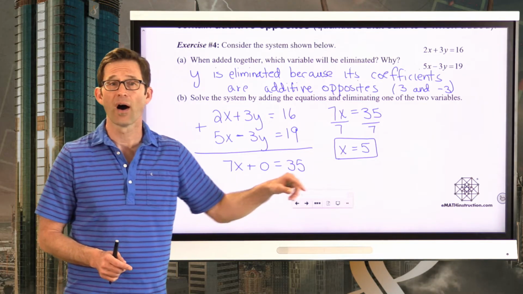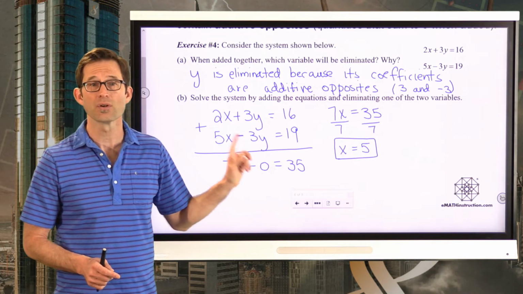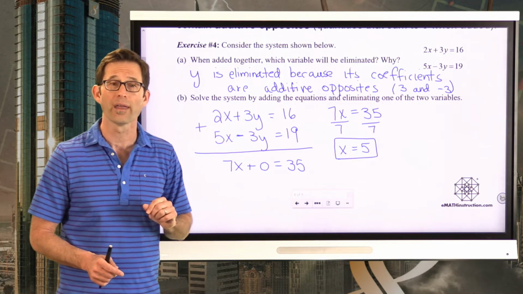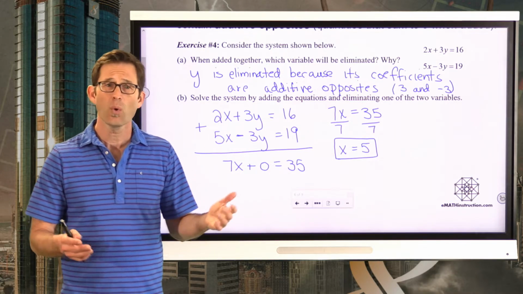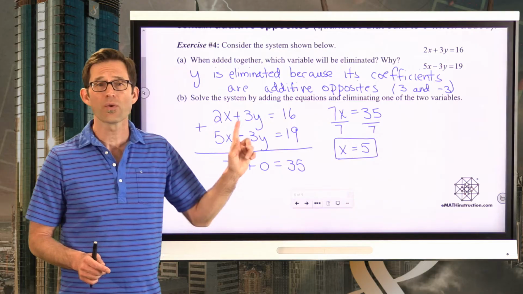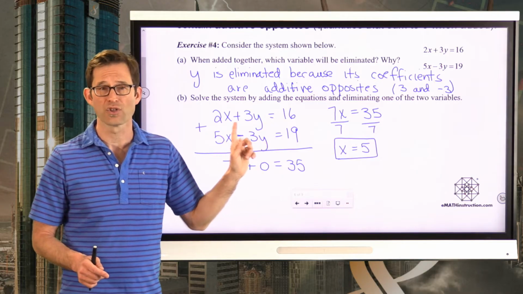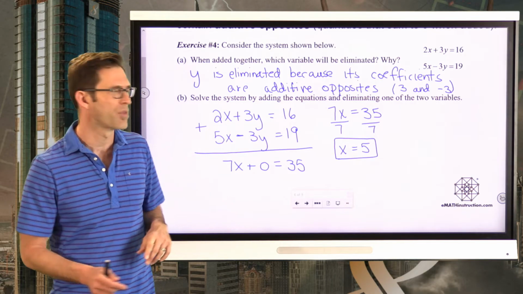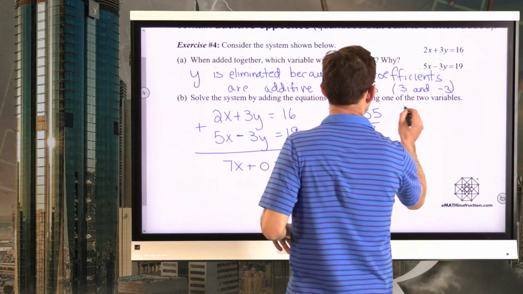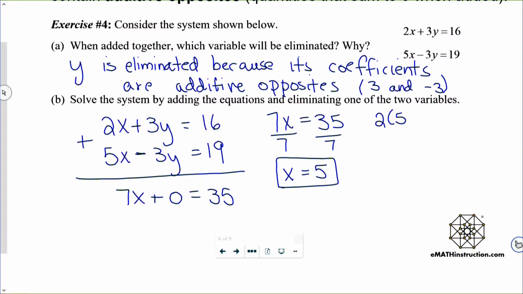I've got to take that 5 and either substitute it into this equation or this one and solve for y. Now, which one's easier? Well, this equation doesn't involve any subtraction, right? So I think I'm going to stick with equation 1 here. So I'm going to put that 5 in for x. All right, and I now need to solve this equation. So I've got 2 times 5, which is 10.